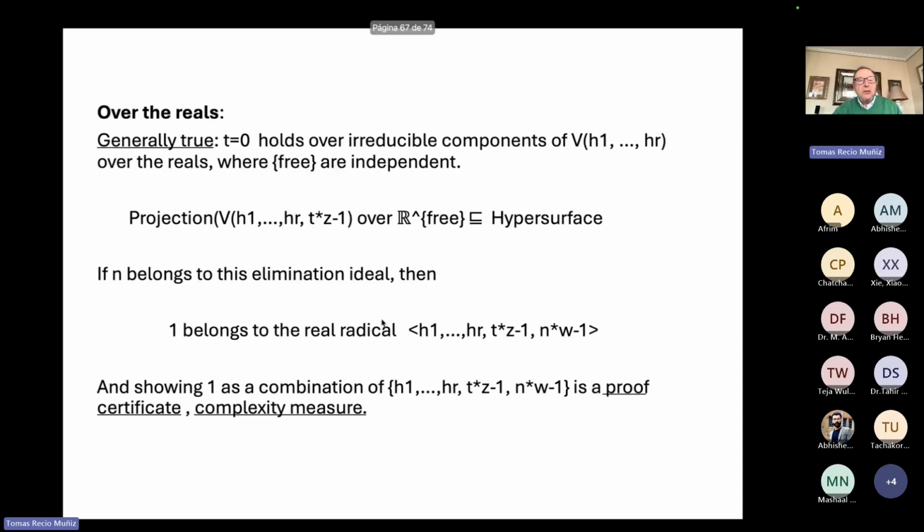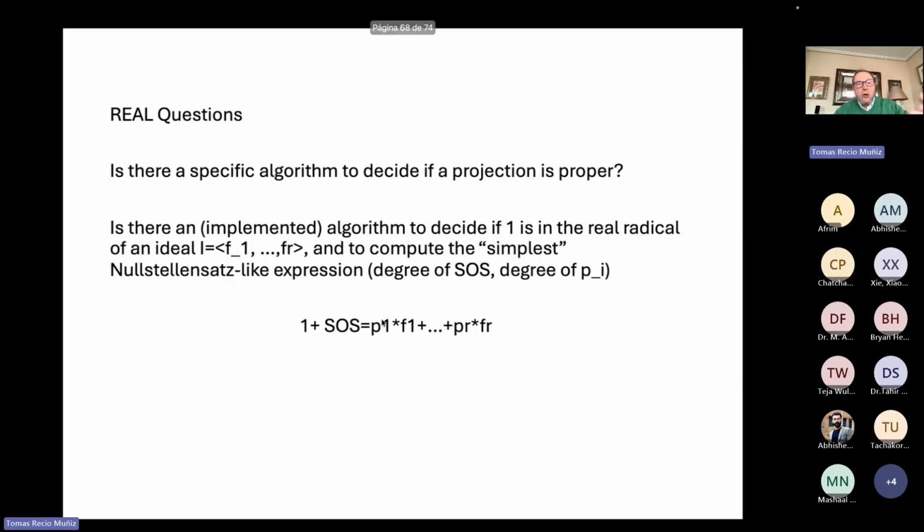I would like to go over the reals because all our proofs are over the complex numbers. We would like to establish also statements over the reals. This will involve inequalities. Right now, we do not have a proof involving inequalities. We cannot have a complexity measure of inequalities. So we would like to work in this context.